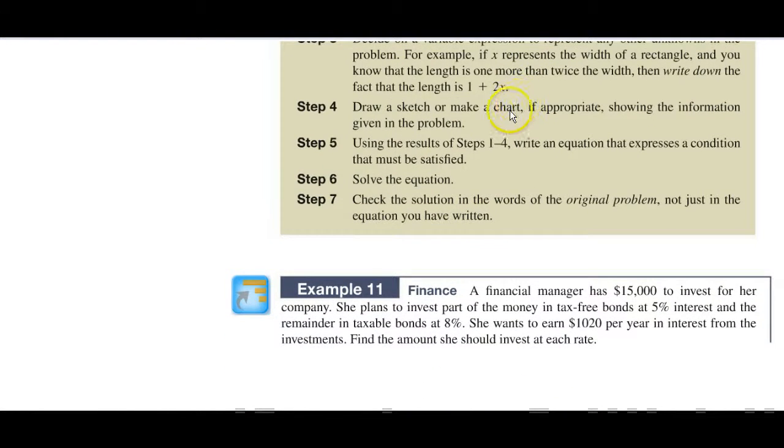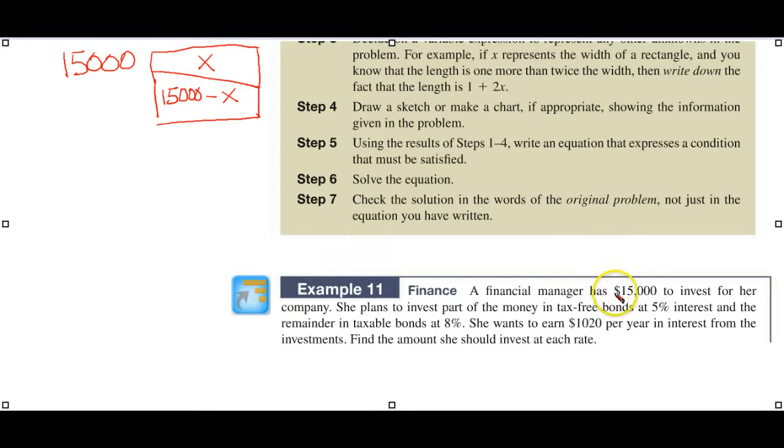Okay, these vary from textbook to textbook a little bit. Usually it's 5 steps, but here I see there's 7. That's okay. All right, let's look at example 11 here. I should probably pause the tape and read it.